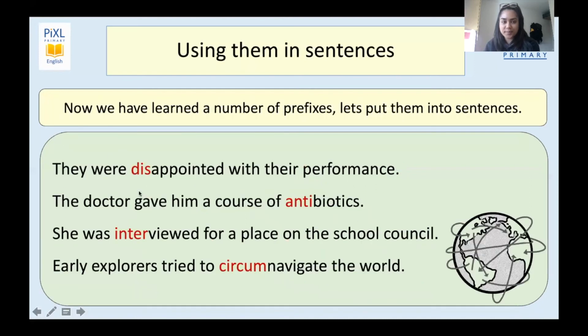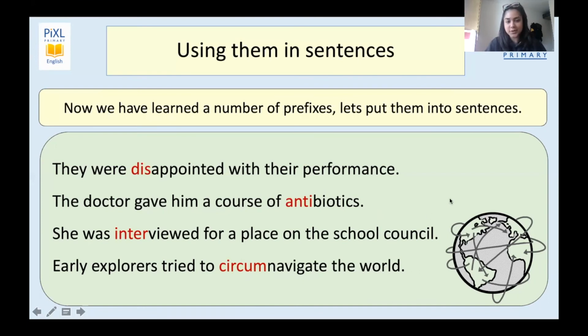Now we've learnt a number of prefixes, let's put them into sentences. So here are some examples of sentences using some of the prefixes that we've looked at. They were disappointed with their performance. The doctor gave him a course of antibiotics. She was interviewed for a place on the school council. Early explorers tried to circumnavigate the world.